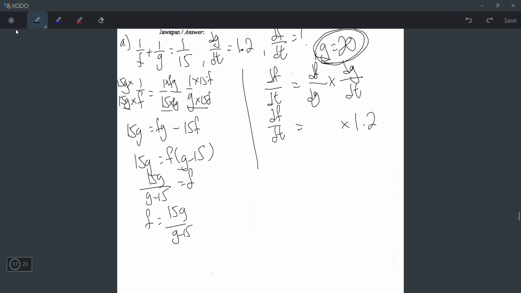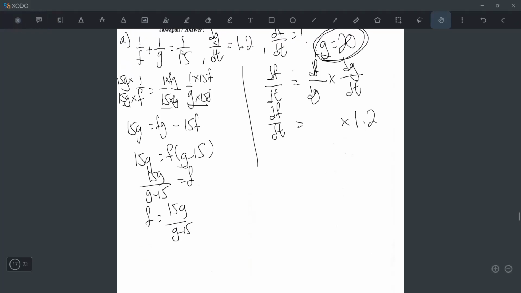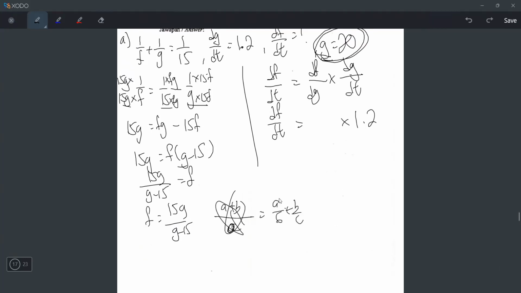But how to differentiate this? Got g at the bottom means you can't differentiate. You have to move it up. But I mentioned before, if the top already has g, then you cannot move it up. Then you have to try to separate. But you can only separate when the bottom has one term. For example, a plus b over c. You can separate. It will be a over c plus b over c. But if your bottom doesn't have one term, then you cannot separate. Like this one, you see the bottom has two terms. It means you can't move the g up because the top already has g, and you also cannot separate.